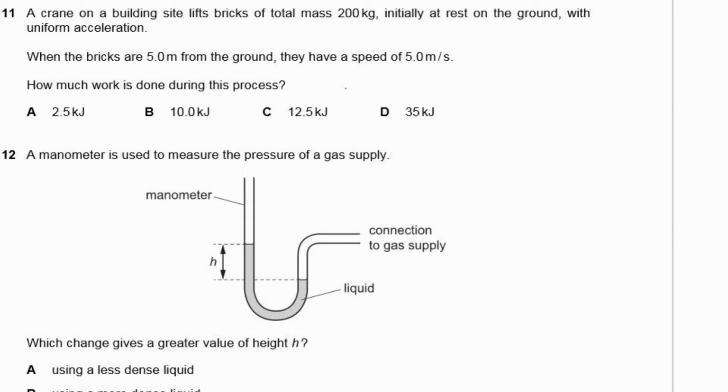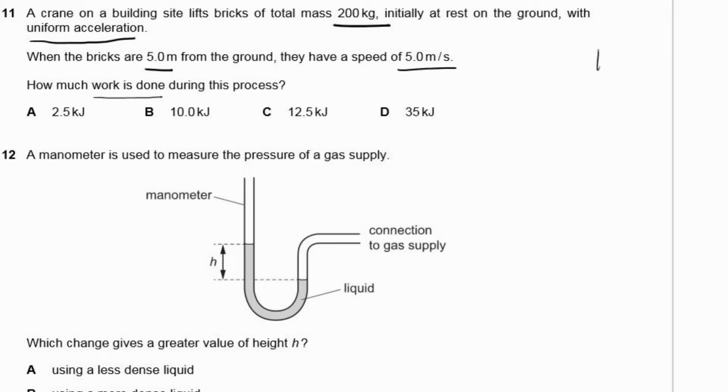Question 11. A crane on a building site lifts bricks of total mass 200 kilograms, initially on the ground, with a uniform acceleration. When the bricks are 5 meters from the ground, they have a speed of 5 meters per second. How much work is done during this process? Okay, two things are happening.